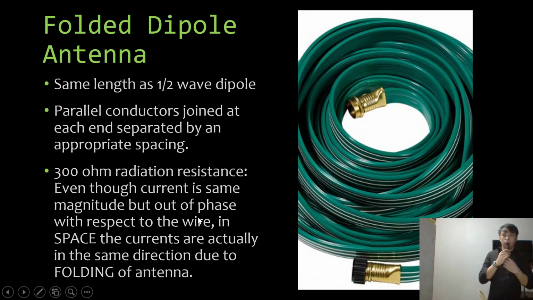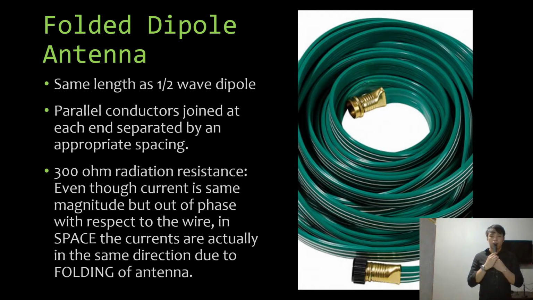So folded dipole antenna. Same length as a one half wave dipole, and parallel conductors joined at each end, separated by an appropriate spacing. So a 300 ohm radiation resistance, even though the current is the same magnitude but out of phase with respect to the wire. In space, the currents are actually in the same direction due to folding of the antennas.